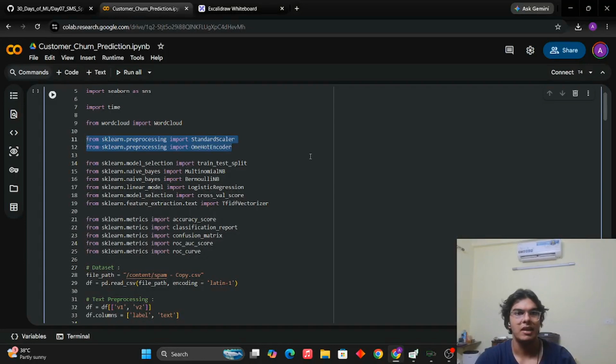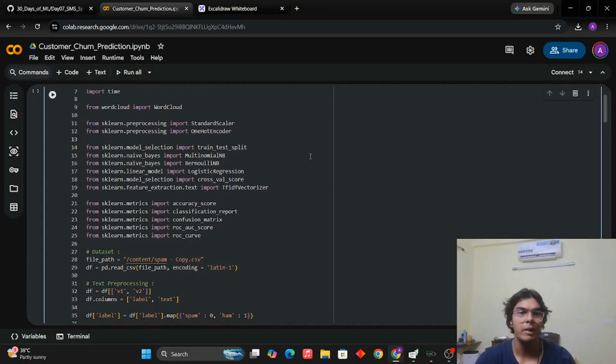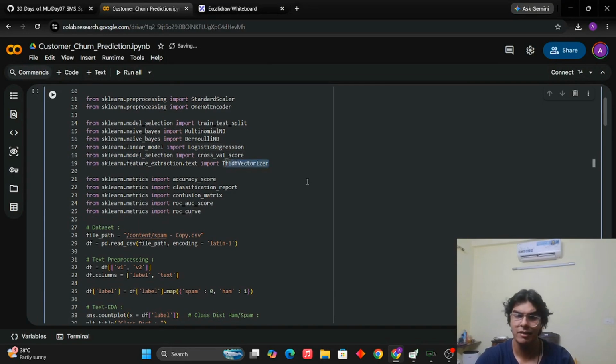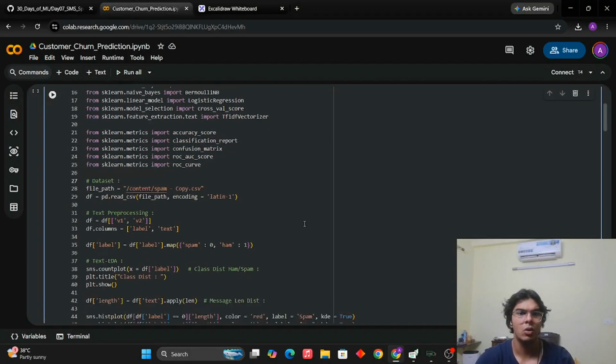Everything until we go on to deep learning is going to be sklearn. So these are our models. One-hot encoder for the one-hot encoding. Standard scaler to scale them, which I don't think we are going to be using here. TF-IDF, yes, I'll be explaining everything, don't worry. These are our metrics. This is standard code.